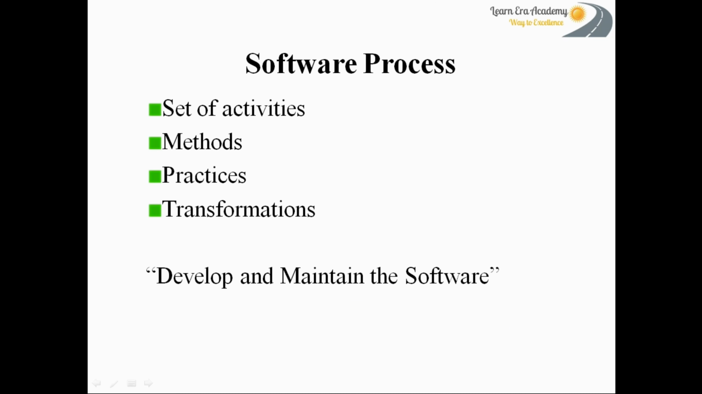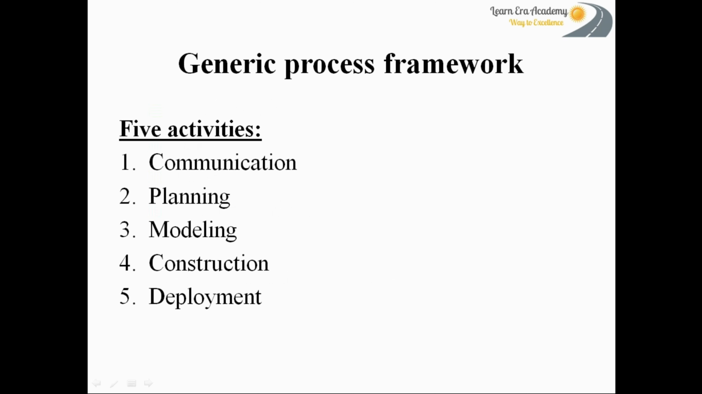What is software process? It's a set of activities, methods, practices and transformations that people use to develop and maintain software and associated products. For example, project plans, design documents, code, test cases and user manuals. A generic process for software engineering has 5 activities: communication, planning, modeling, construction and deployment. Now we will see one by one.